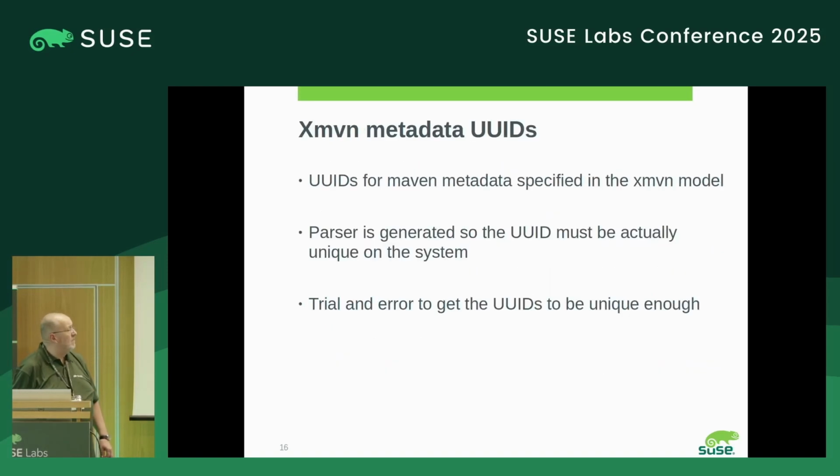The other thing is that all our Maven internal database is based on XMVN. XMVN is a Red Hat project, but we are using it. And somehow, somewhere in the model, they found it interesting to have unique identifiers everywhere. So we tried to patch it, but since these parsers are generated, we couldn't just put some number there, because the generated parser was actually verifying whether they are unique on the system. So we went with Bernard through trial and error.